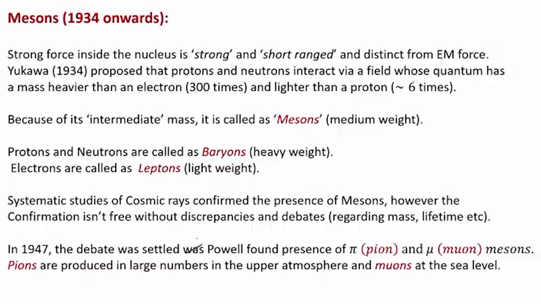And in 1947, several years after its proposal and discovery in various experiments, which I have neglected here, the debate was settled by Powell, who found the presence of the pion and muon, which are called pi mesons and mu mesons. In fact, pions are the ones which are found in very large numbers in the upper atmosphere, and they decay as they enter into the atmosphere, and the muons are mainly found at sea level.